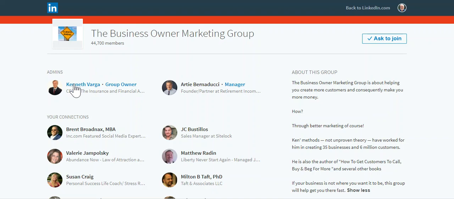Now, that's the mechanics of how to do it, because what you want to do is approach these guys and somehow get in front of the 44,000 people in the group through them. These people can message everybody in the group, okay? So it's important to get them, these are the guys you want to work with.